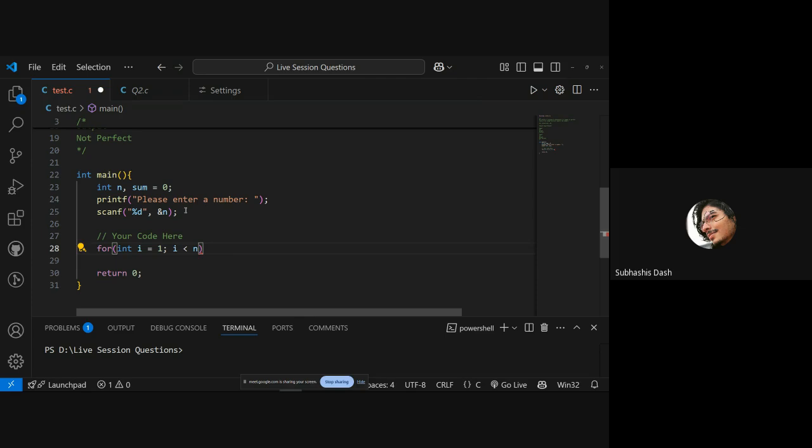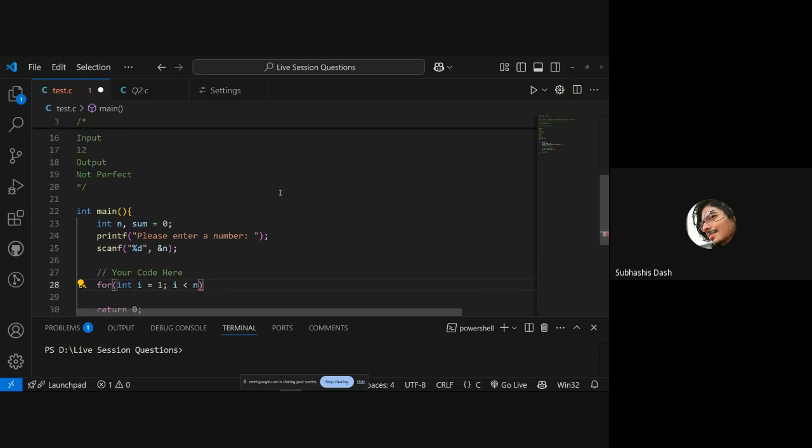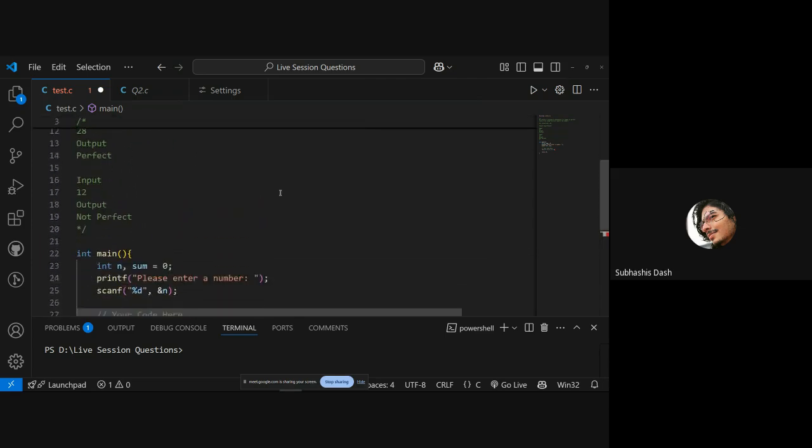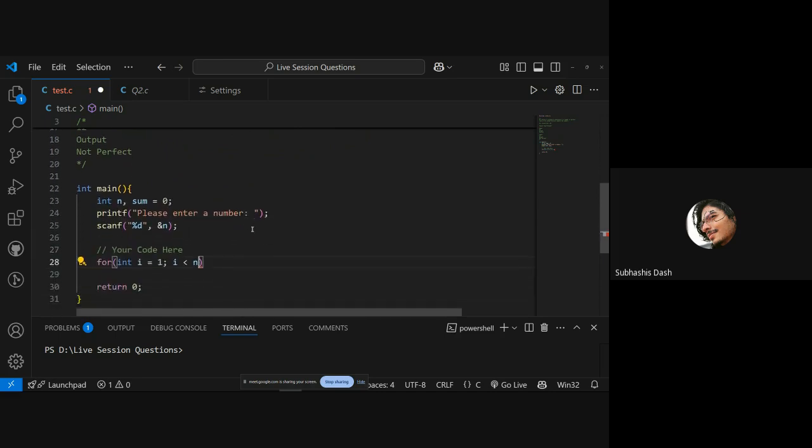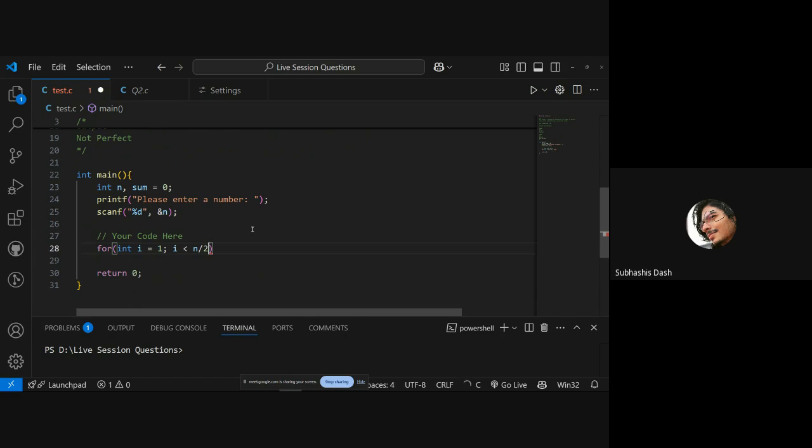Okay, so tell me, do we have to go up until n, or can we stop before that also? It's less than n. Yeah. So in the sense we can stop at n by 2 already, right? Because if it was going to be any bigger than n by 2, it has to be multiplied with a number that is less than 2, if that makes sense.